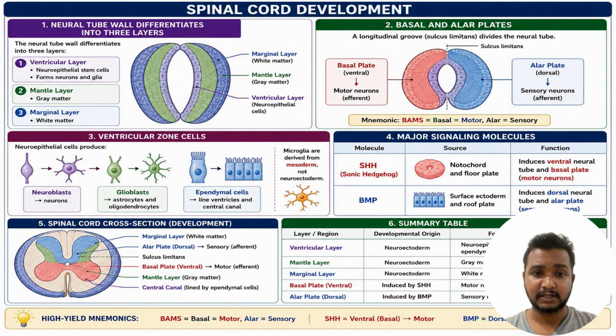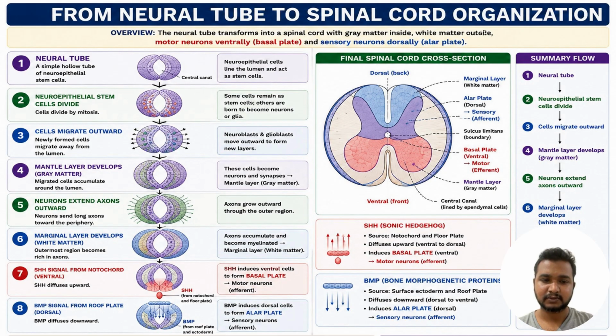Before we move to the next slide, let's review the 5 key concepts. The neural tube forms 3 layers. The ventricular layer produces neurons and glial cells. The mantle layer becomes gray matter. The marginal layer becomes white matter. Basal plate is motor and alar plate is sensory. If you understand these principles, you'll understand not only spinal cord embryology, but also the organization of the adult spinal cord. Now let's understand how the embryonic neural tube transforms into the spinal cord.